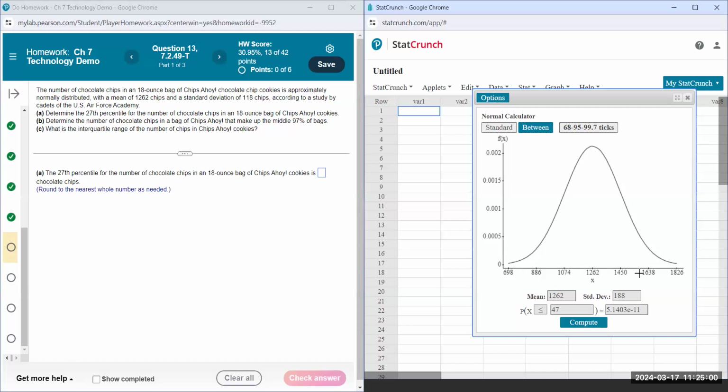So we can see what's unusual. If you got more than 1638 or less than 886 chocolate chips in your bag, you counted them, that would be unusual and rare. Now if that happens a lot, then we need to bring it up to the company's attention, right?